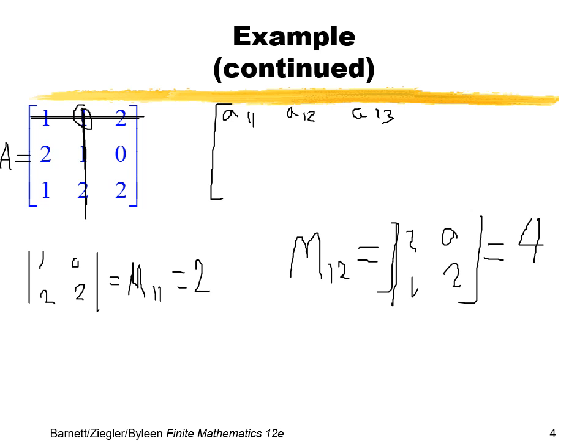And so on. Minor 1,3 comes from removing or cancelling the first row and the third column. So we will remove the first row and third column. We get 2, 1, 1, 2, which will equal 4 minus 1, 4 the main diagonal, minus 1 the secondary diagonal, which is 3.